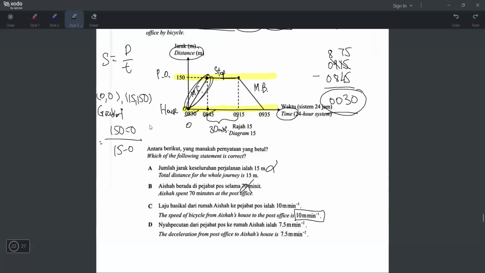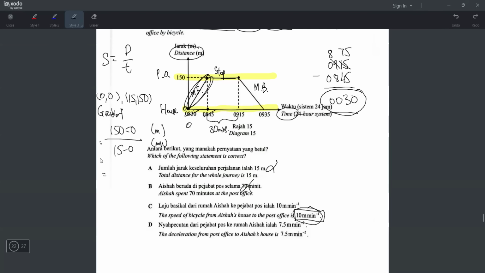But I always tell my students, when you are writing this, check the unit also. So 150 minus 0 is the y-axis. It's in meters, right? 15 minus 0, 15 is the minutes, right? Because you take 8:45 minus 8:30, you get 15 minutes. So the unit will be minute, right? So if you do it like this, the speed will come out in what unit? It will come out in meter per minute, right? And what unit do they want here? Meter per minute. So this is good.